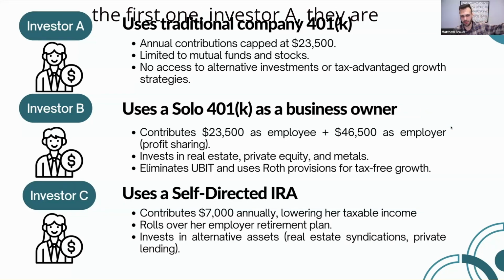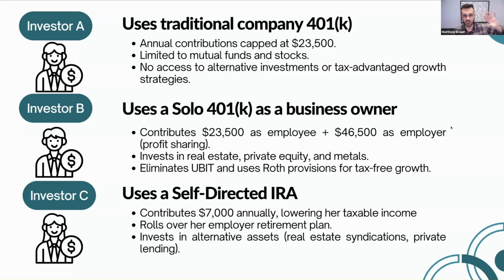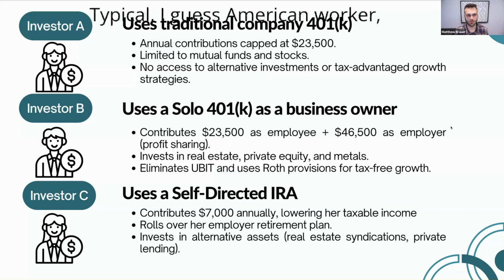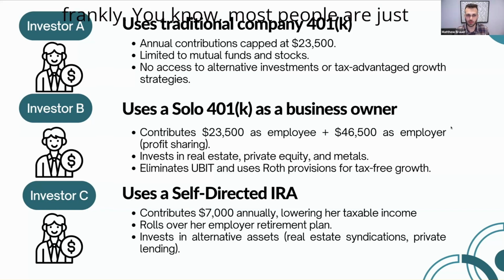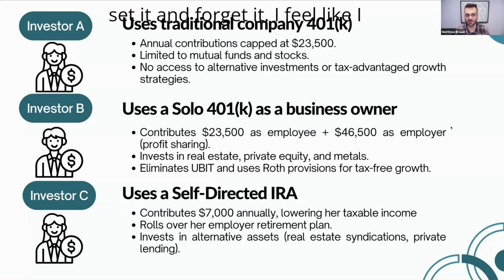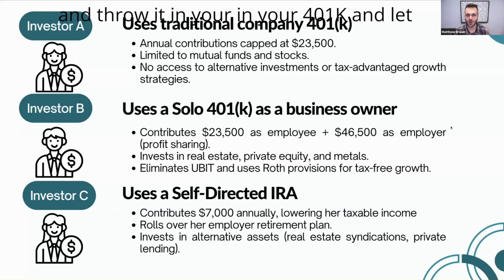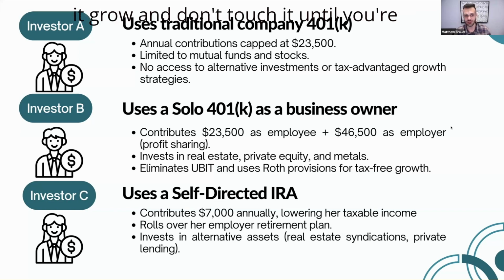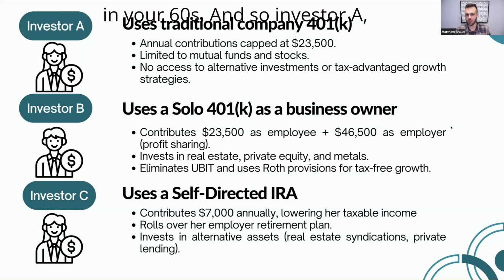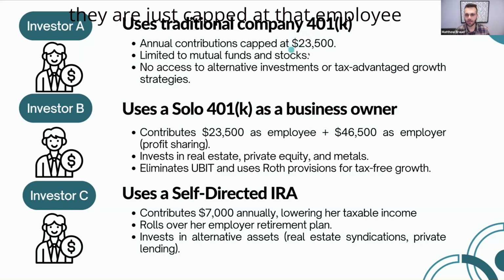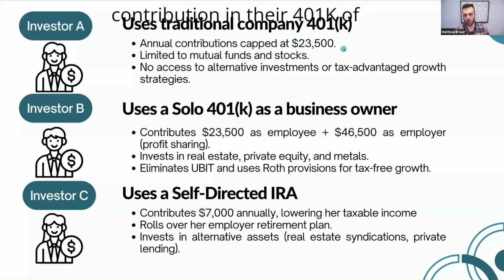So the first one, investor A, they are just stuck in the market. This is a typical, I guess, American worker, frankly. Most people are just kind of, the phrase that comes to mind is set it and forget it. I feel like I learned that from Dave Ramsey when I was in high school. Just go ahead and throw it in your 401k and let it grow and don't touch it until you're in your 60s. And so investor A, they are just capped at that employee contribution in their 401k of $23,500, only limited to mutual funds and stocks, no access to alternative investments.